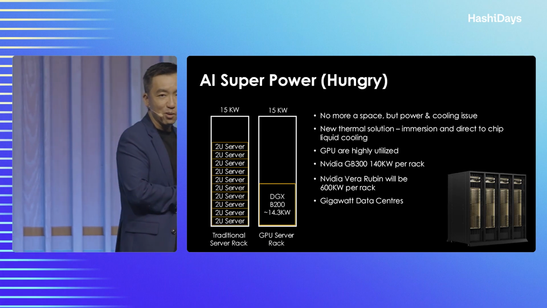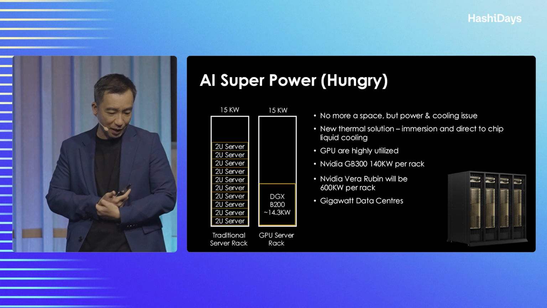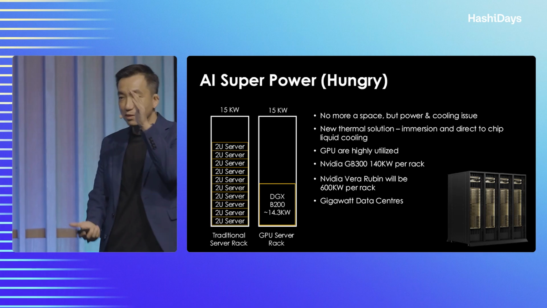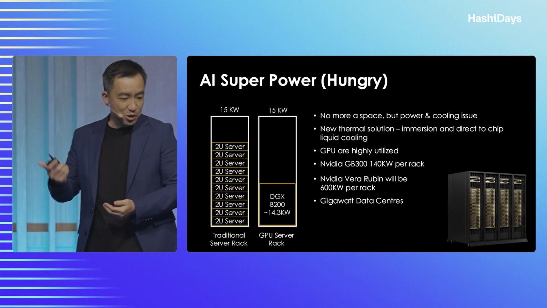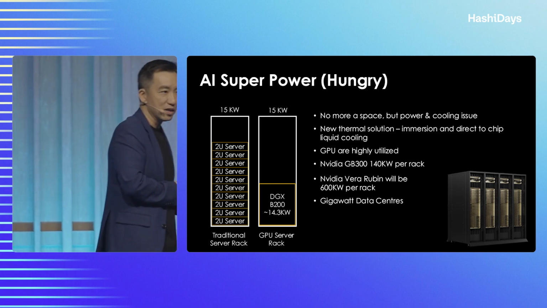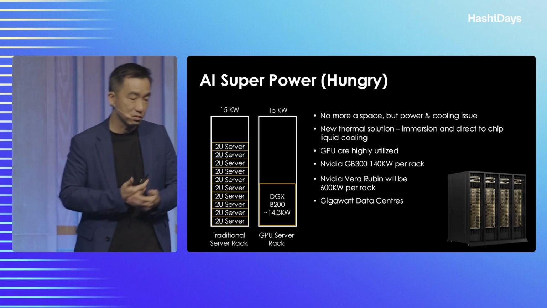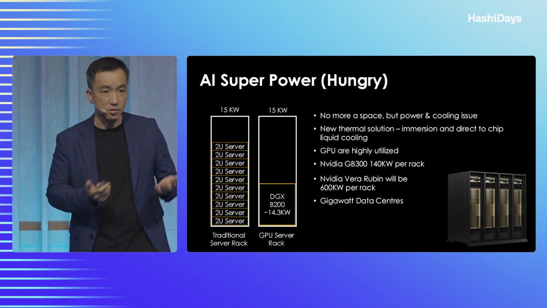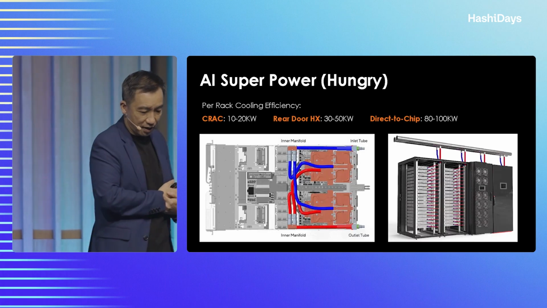And the future is no brighter. The latest GPU from NVIDIA, the GB300 Grace Blackwell, requires 140 kilowatt per rack. That's 10 times the power to a single rack. And to make things worse, the generation after that, the Vera Rubin, requires 600 kilowatt per rack. And therefore, some of you may know, in the US, people are building gigawatt data centers right now because of such constraints.